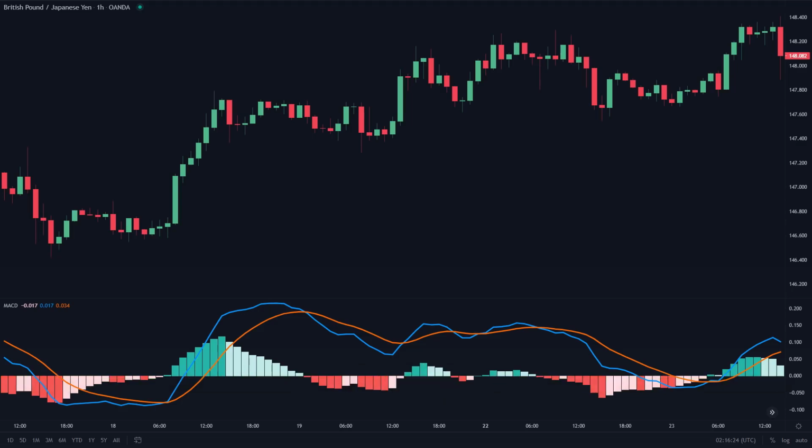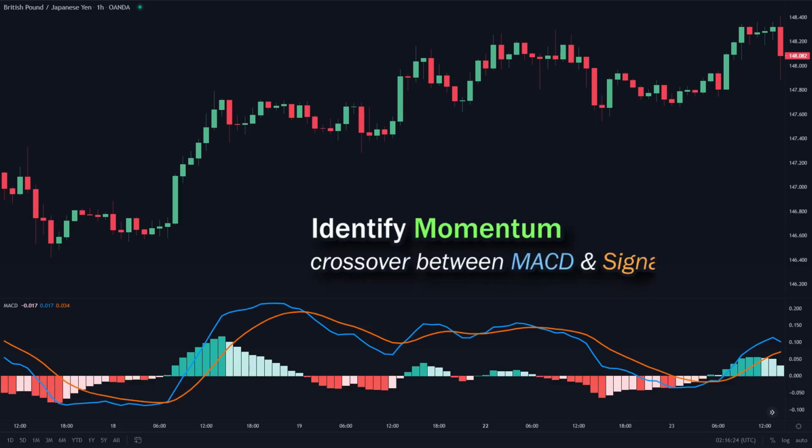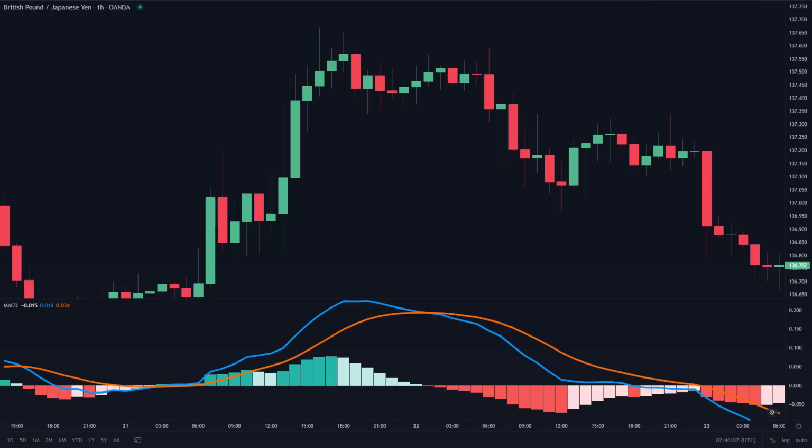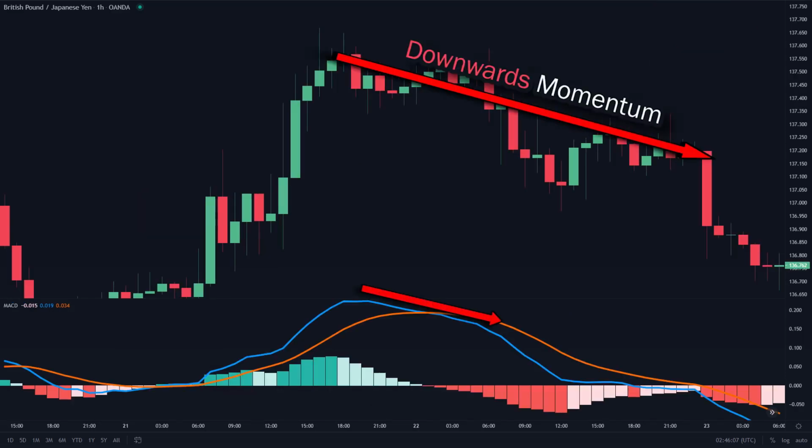The way traders utilize this indicator to identify momentum is by looking at the crossover between the MACD line and the signal line. Let me show you an example. If the MACD line crosses above the signal line, it indicates that the market is on an upwards momentum. If it crosses below, it indicates that the market is on a downwards momentum.